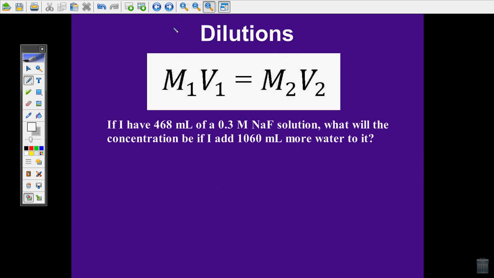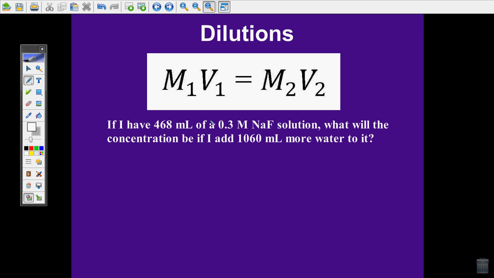Dilutions. Okay, so if you have a substance and you need to dilute it because the concentration is too high, you can use this. Your initial molarity times your initial volume will equal your final molarity times your final volume. So if I have 468 milliliters of a 0.3 molar sodium fluoride solution, what will the concentration be if I add 1,060 milliliters more water to it?